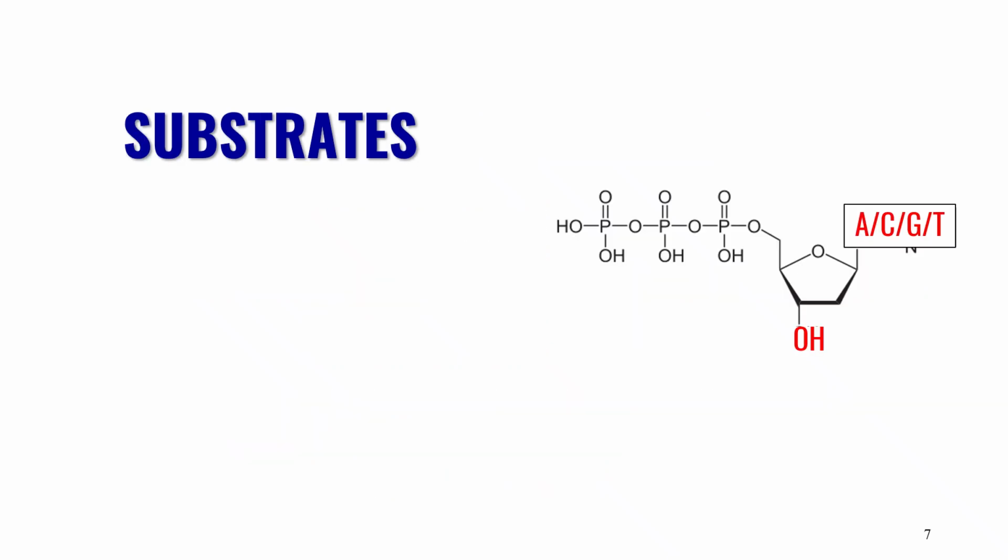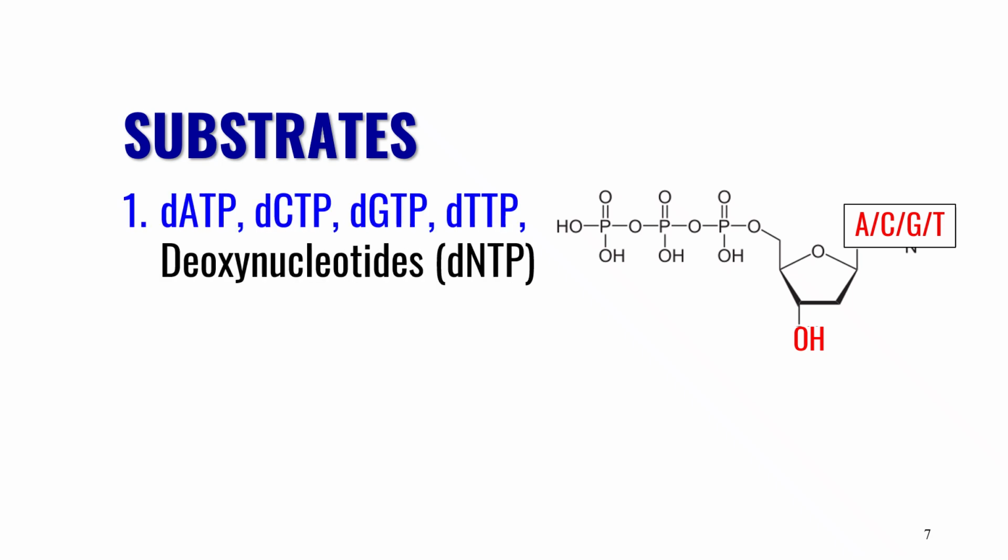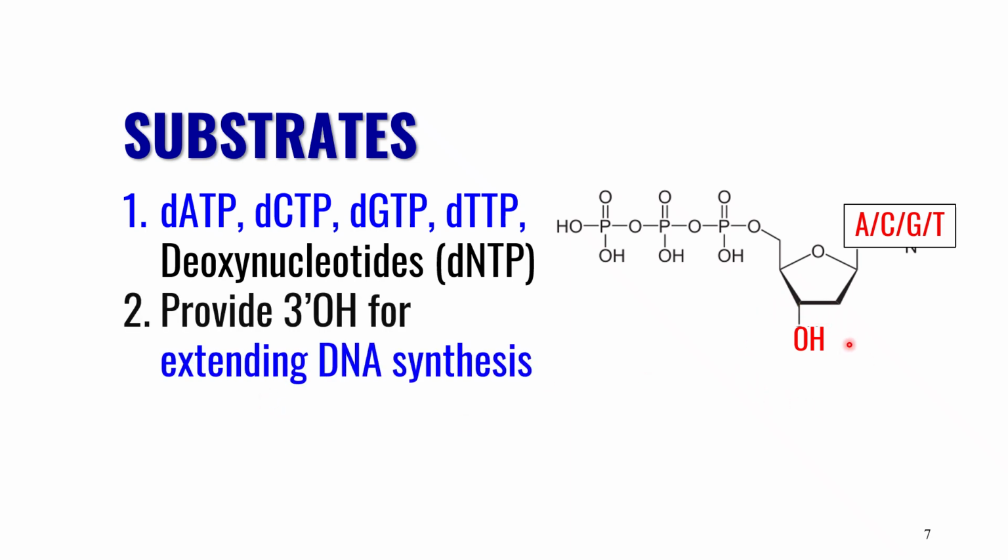PCR is an enzymatic reaction, therefore the next requirement is substrate. These are deoxynucleotide triphosphates. The structure is shown here. There are 4 types: dATP, dCTP, dGTP, and dTTP. Collectively, they are called dNTP. The difference is at the base here. It could be any of the 4 bases. The function of these is also very important. They provide 3' OH for the extension of DNA synthesis. So the function of dNTP is different from the primer.